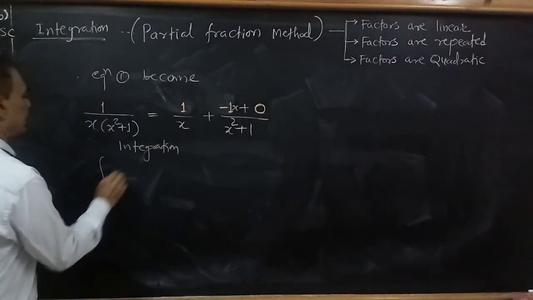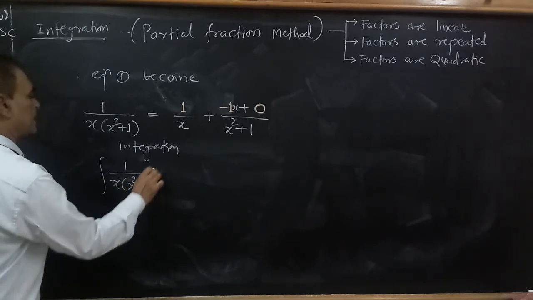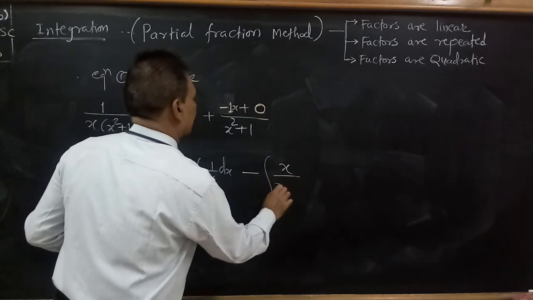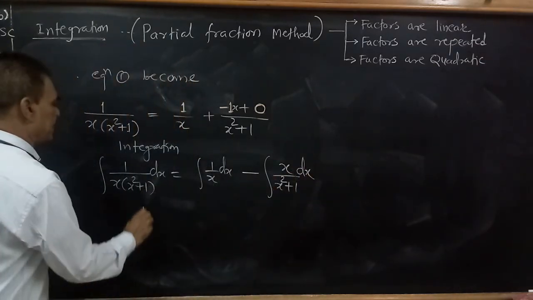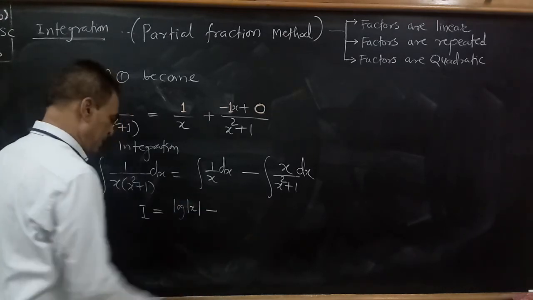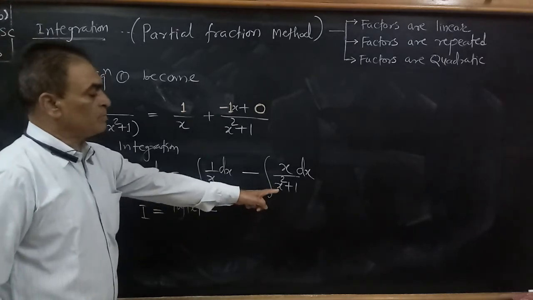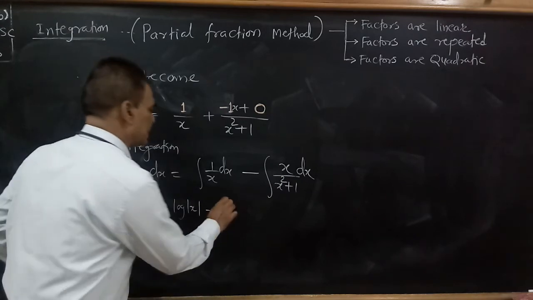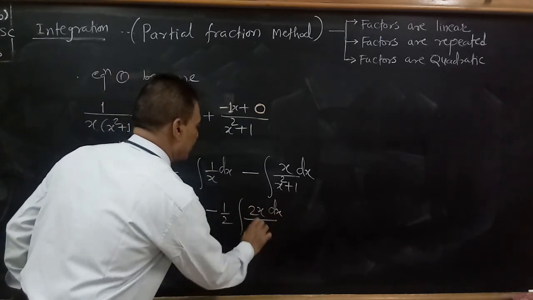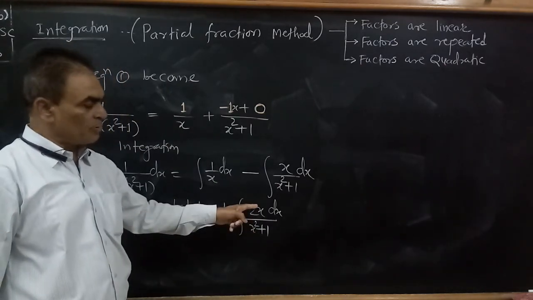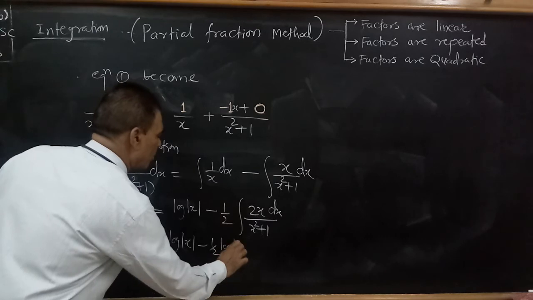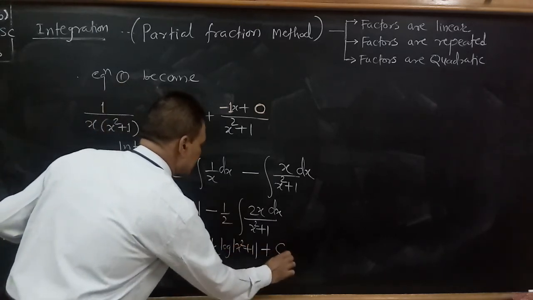You will get the integration of 1 divided by x into x square plus 1 dx is nothing but the integration of 1 upon x dx minus the integration of x divided by x square plus 1 dx. On the left hand side, our problem is I equal to, what is the integration of this? Log of modulus of x. And what about here? Observe the derivative of the denominator is 2x. Here only x is present, so adjustment is needed. Multiply and divide by 2, means 2x dx, and the denominator as it is. Here the derivative of the denominator is in the numerator. Directly you can write log of modulus of x minus half log of modulus of x square plus 1 plus some constant of integration c.